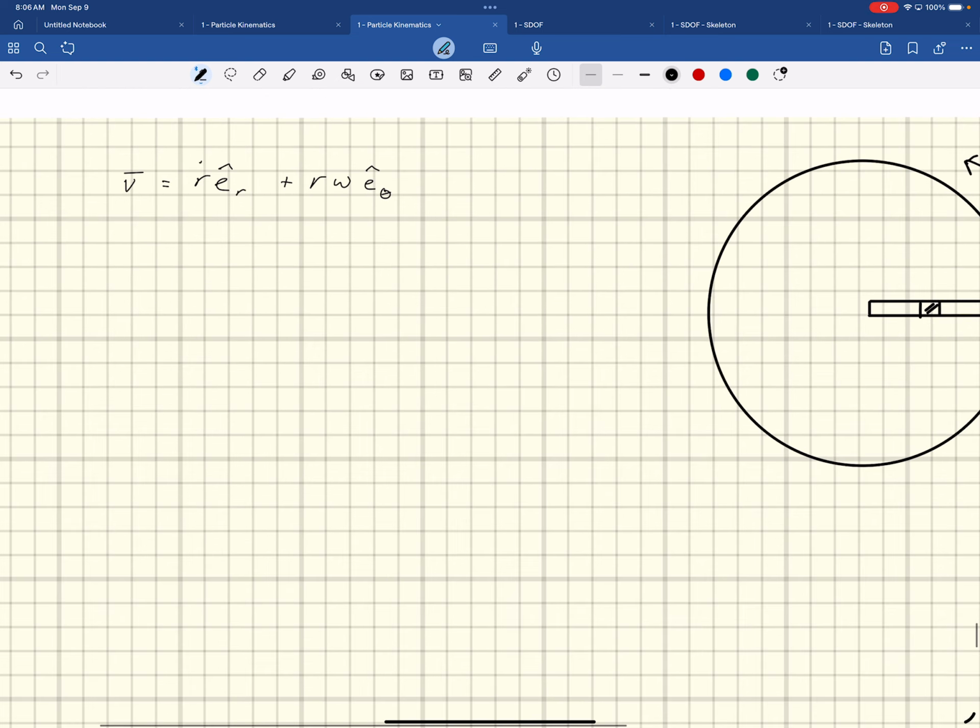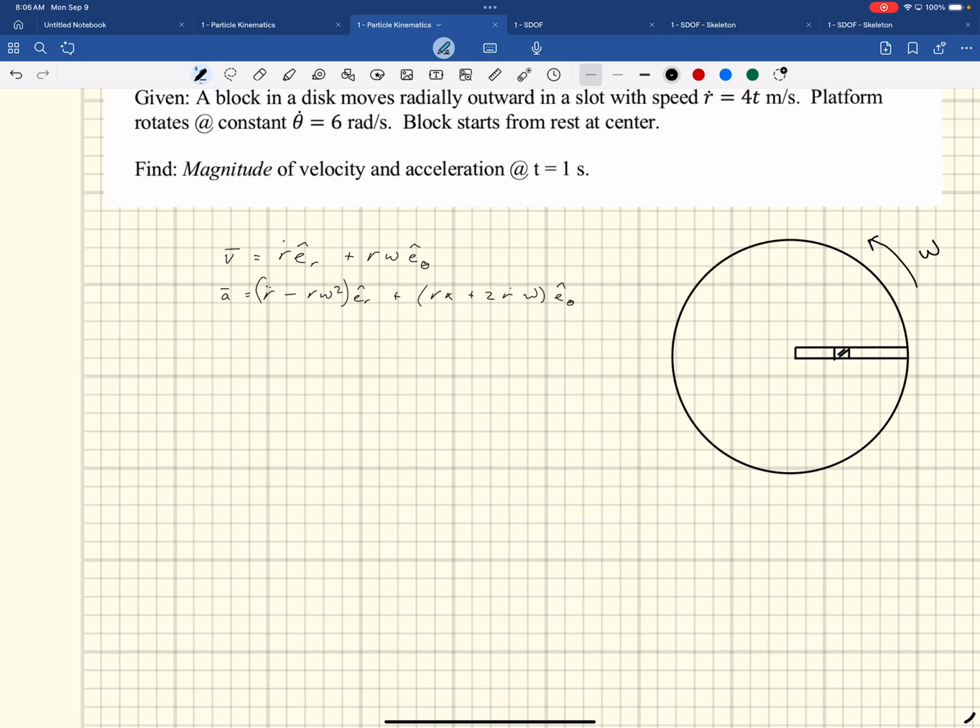Our acceleration equation is r double dot minus r omega squared in the e_r direction, plus r alpha plus 2 r dot omega, the Coriolis, in the e_theta direction. Okay, those are all the terms. And so what this problem's going to be is just filling in all the known components that we have. I like to write that down first so I know where I'm headed.